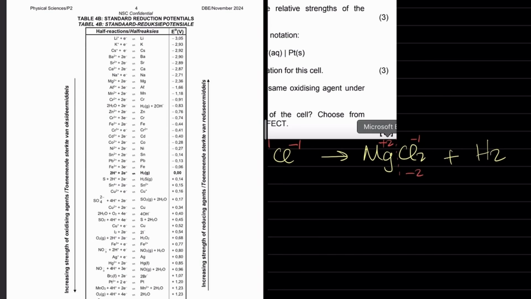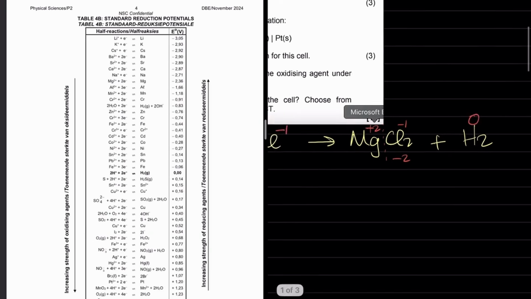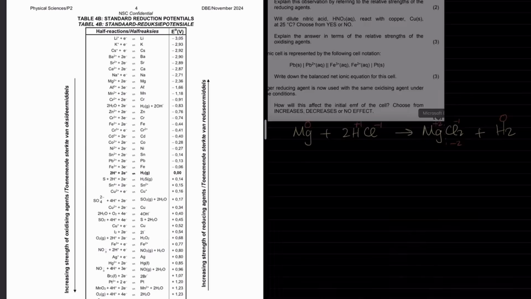Now don't get it confused. The Mg is going to have a charge of +2. Each chlorine or each chloride ion is going to have an oxidation number of -1. Since there's 2, the overall will be -2, and that's how it's neutral. And then for H2, remember the rule, if it's diatomic, the oxidation number is 0. So let's examine the reaction and look at how or if the oxidation numbers have changed.